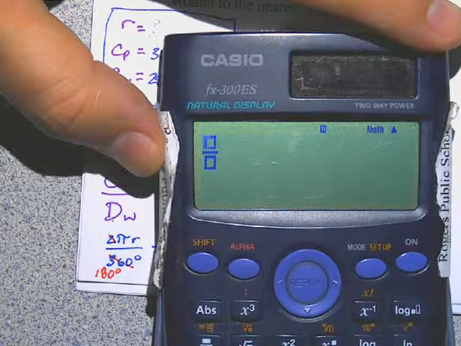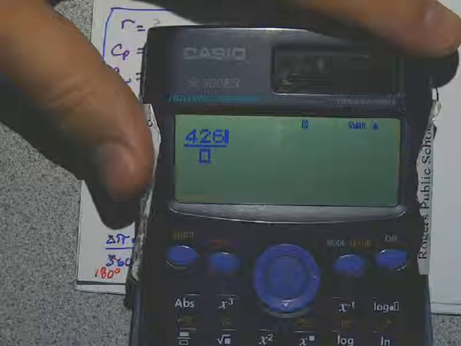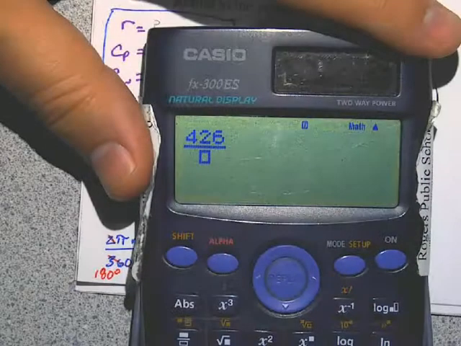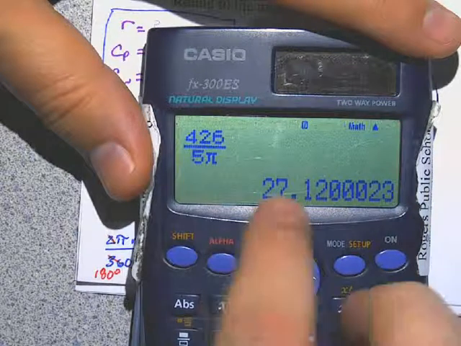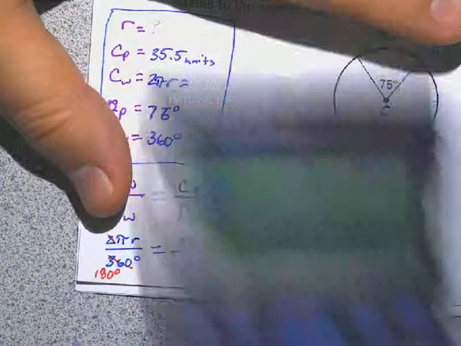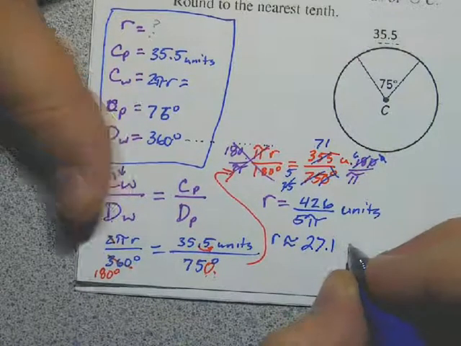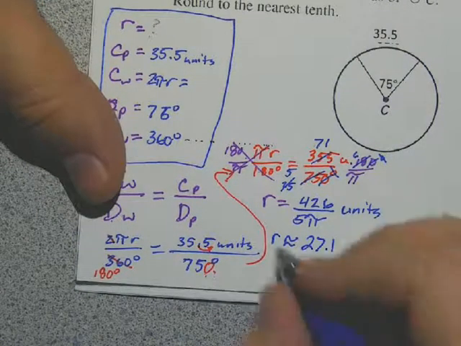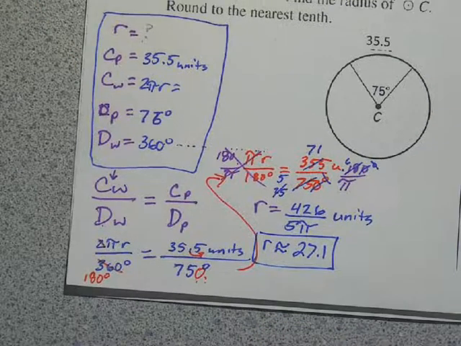So 426 divided by 5 pi. Okay, and that's going to be a difference. It's 27.12. And it said round it to the nearest tenth, so 27.1. Okay, and now I'm going to go ahead and plug that back in up here. It's 27.1 units.